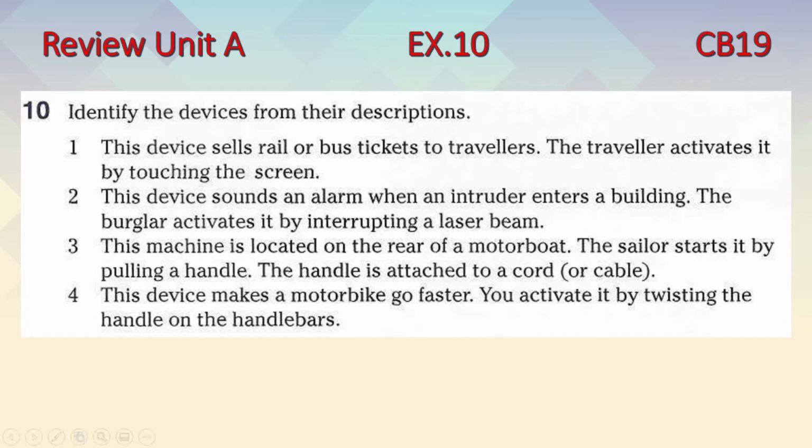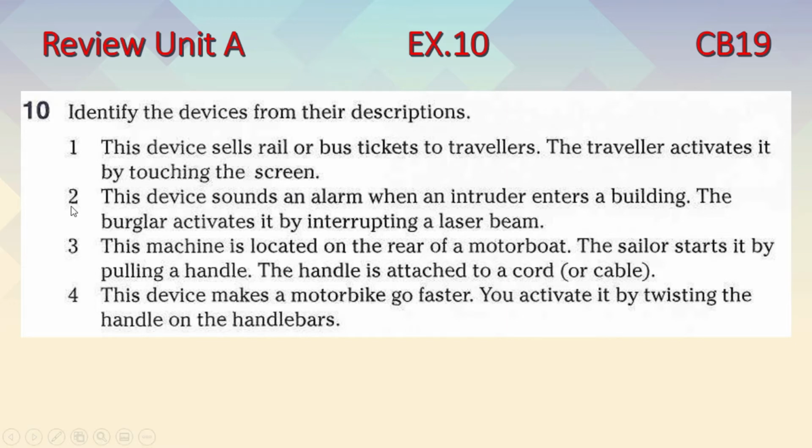Open your course books to page 19. We will start with exercise 10. Identify the devices from their descriptions. Here we have descriptions of devices and we have to mention the devices. Number one, this device sells rail or bus tickets to travelers. The traveler activates it by touching the screen.